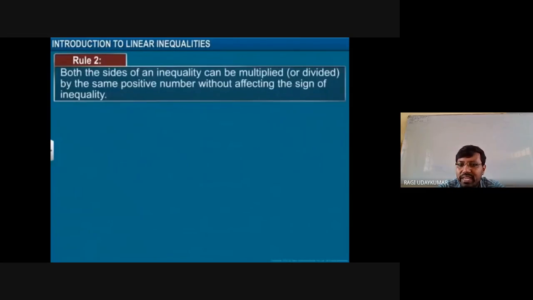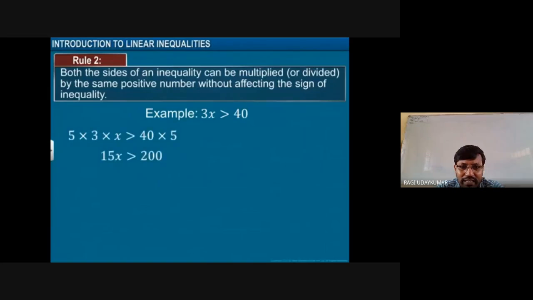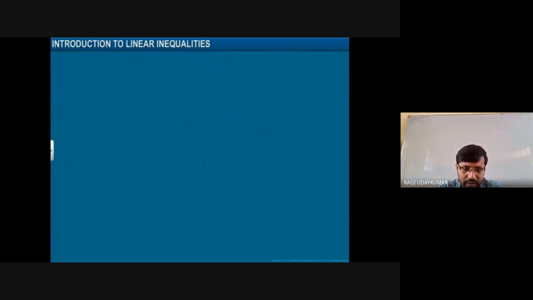Rule 2: both sides of an inequality can be multiplied or divided by the same positive number without affecting the sign. Multiplying by a positive number or dividing by a positive number will not affect the inequality sign. This is a very important point you have to note. For example, 3x is greater than 4, multiply both sides by 5, 15x is greater than 20, divide both sides by 2. It is not going to affect the sign, and you get the same solution.